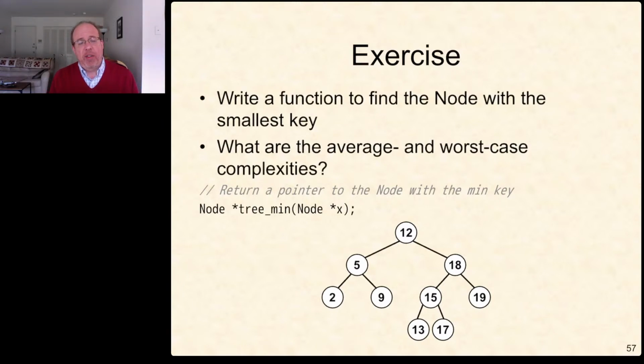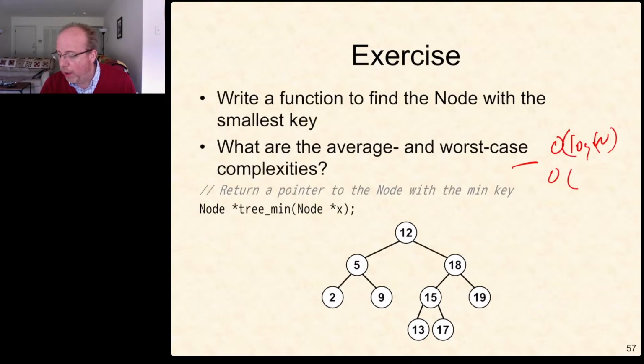So here's another thing just to think about really quickly. How do we find the node with the smallest key? And what are the average and worst case complexities of that? Well, we sort of know the answer to this. The average and worst case complexities of anything to do with our tree is usually log n on average, or linear if it's not.